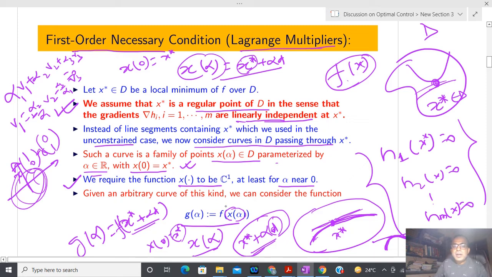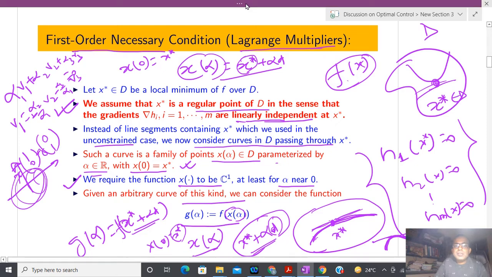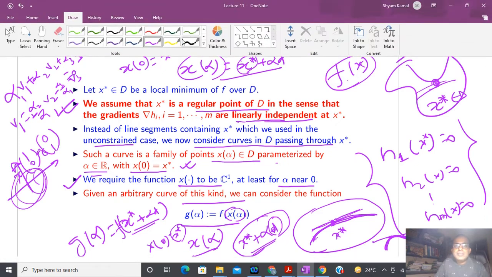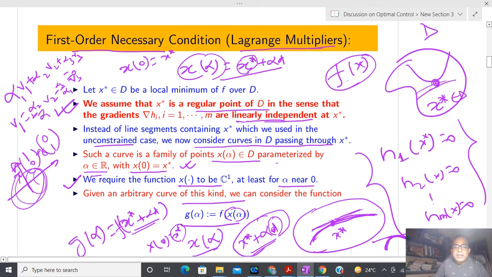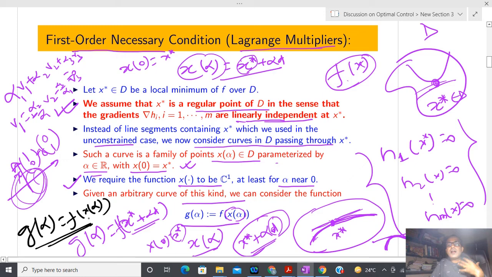I have already told you that now I am going to consider some other curve, and that curve is nothing but g(alpha) equal to f(x(alpha)). I am doing this parameterization because if something is represented in terms of a scalar, then it is very convenient to apply the results of classical calculus.